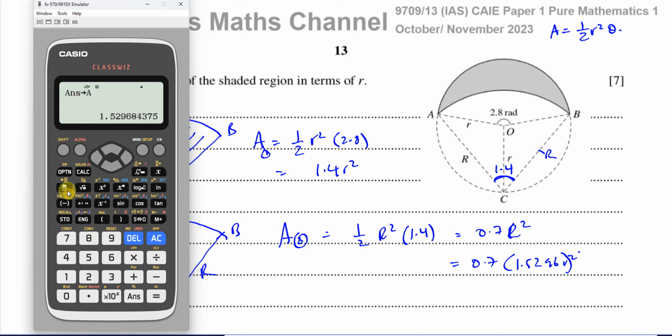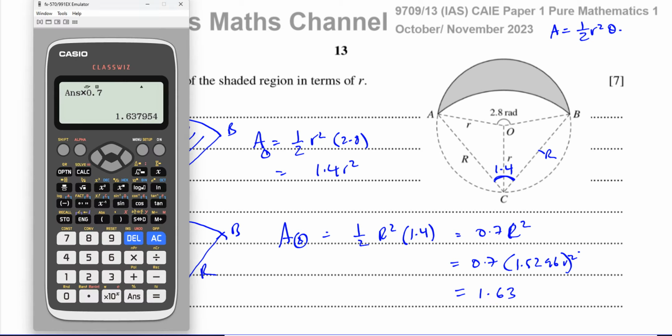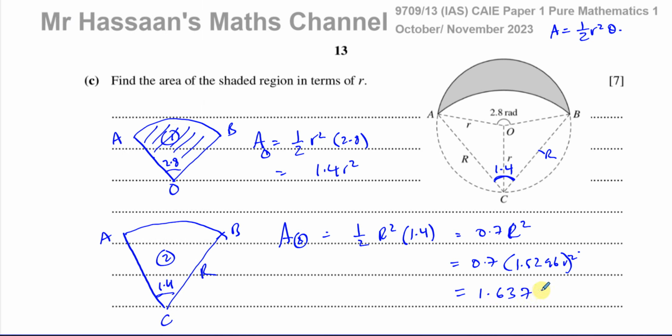So if I square this, that gives me 2.3399. So times, and I'm going to multiply it by 0.7 times 0.7. That gives me 1.6379. So that's 1.63979 r squared. So that's the area of what I've called 2. That's the area of basically this part here. Okay, so that's the area of 2.